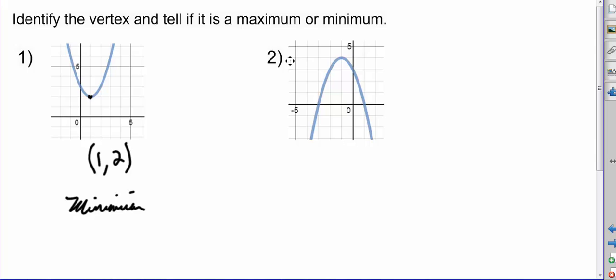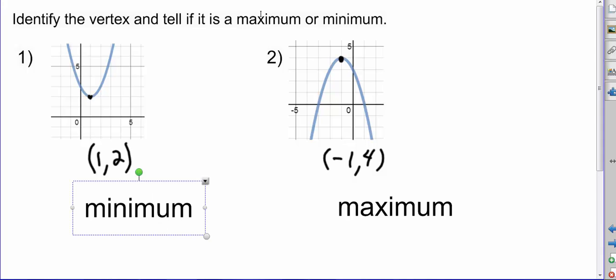As we move on to number 2, again we're going to focus on this point right here. It's called the vertex. It's where the graph comes up here and hits that spot and turns and goes back down the other direction. In this particular case, it's at -1 and 4. So we're going to state where our vertex is by that ordered pair. And we're also going to call this a maximum because that is the maximum point on the graph.